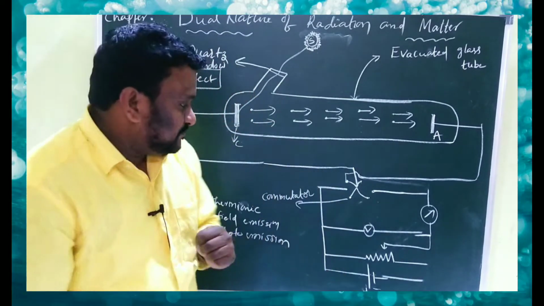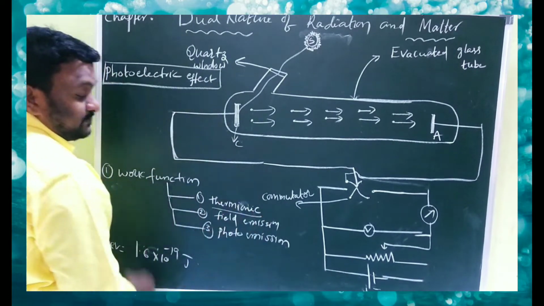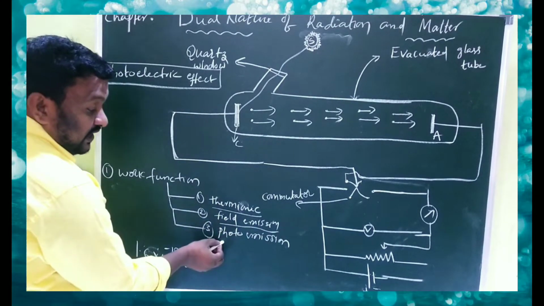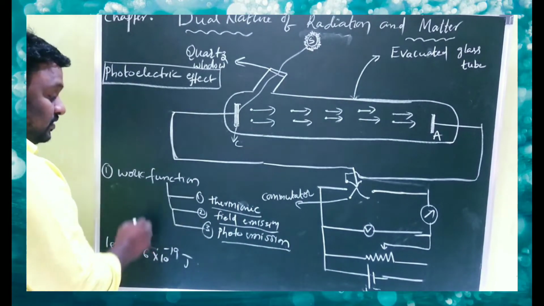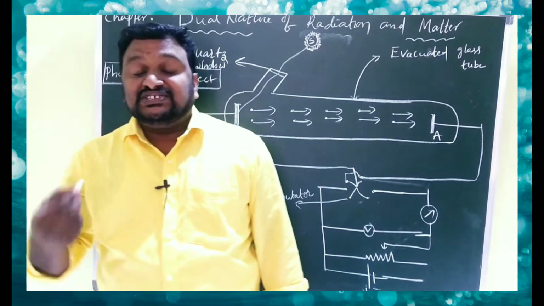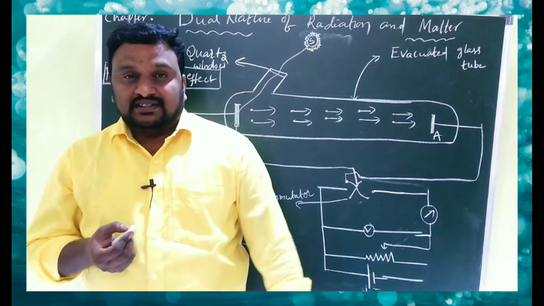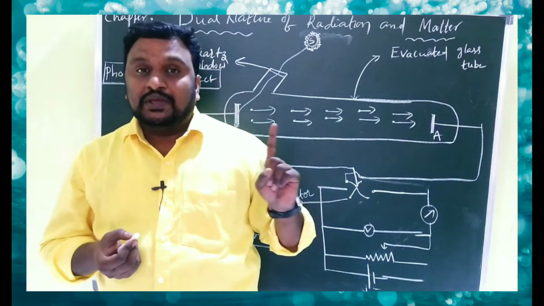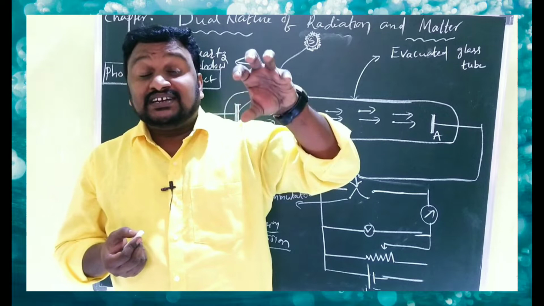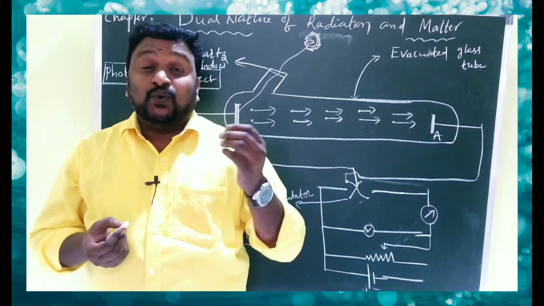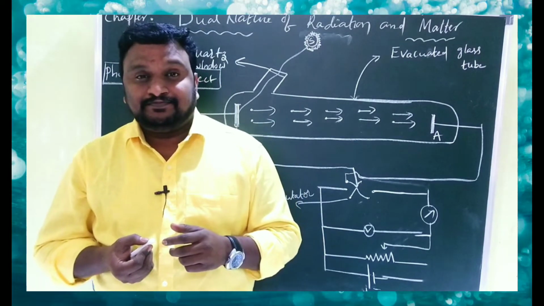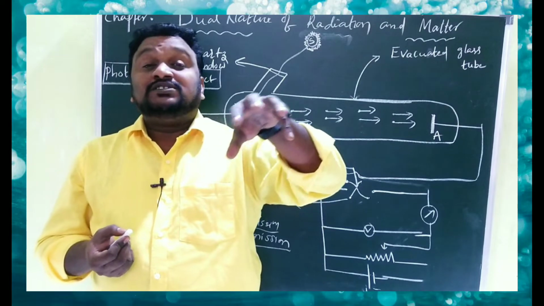The first is the thermionic process, the second is the field emission process, and the third is the photo emission process. To liberate the electron from the metal surface, there are three processes. The first one is the thermionic process. Thermionic process means when we apply a certain amount of heat energy, that means when we are heating the metal surface, then the electrons are liberated. That phenomenon we call the thermionic process.